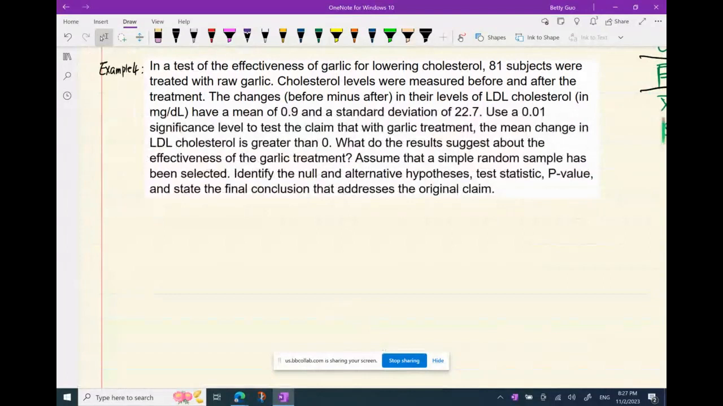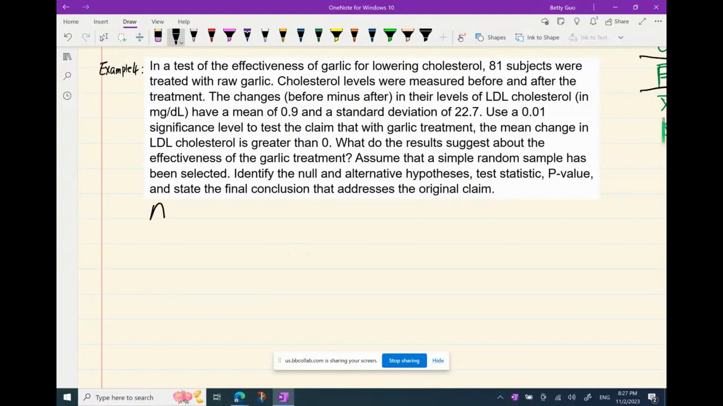This is a very long question. In a test of the effectiveness of garlic for lowering cholesterol, 81 subjects were treated. So when I read the question, I take notes. Don't rush. 81 were treated with raw garlic. Cholesterol levels were measured before and after the treatment. The changes, before minus after, in their levels of LDL cholesterol have a mean of 0.9.